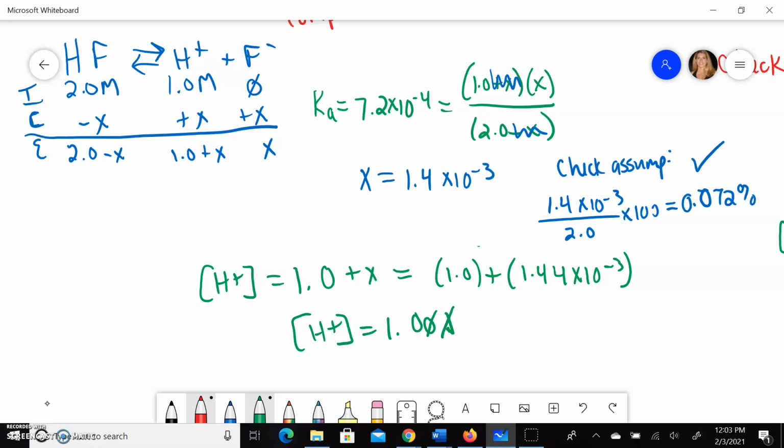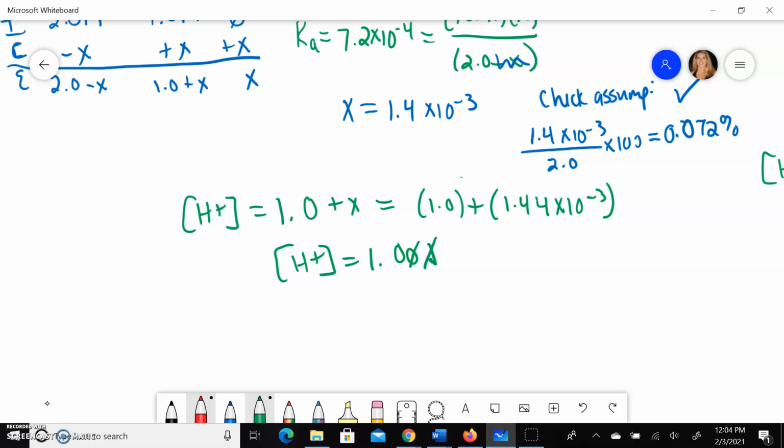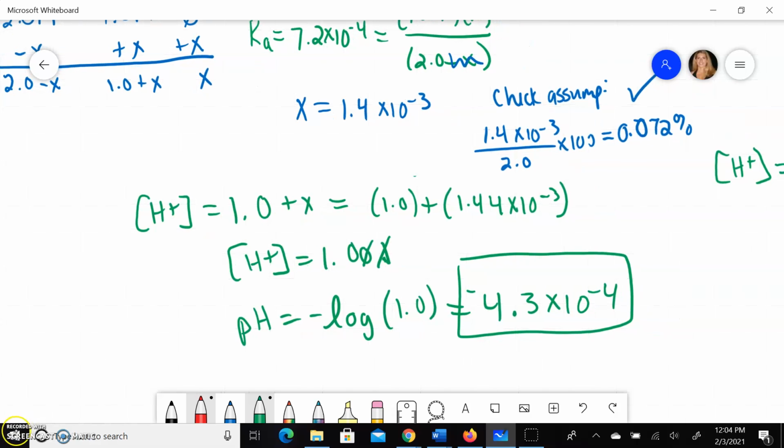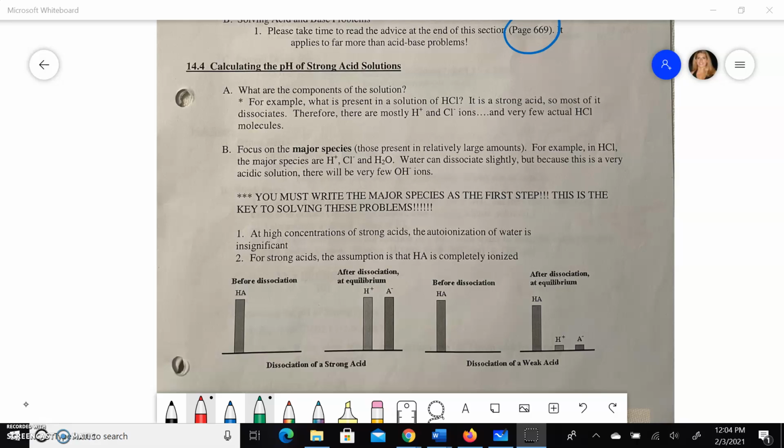So notice that the concentration of H plus was not actually changed very much by the HF. And so now we can just take the pH, which is the negative log of that. And that is it for this question. So let's just take a look at this.